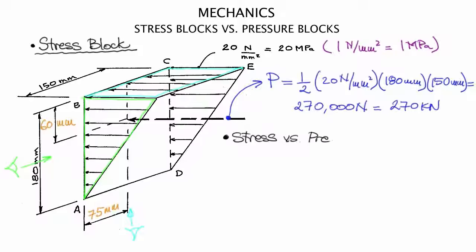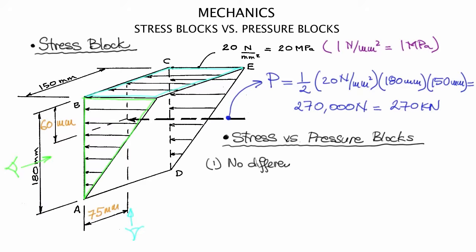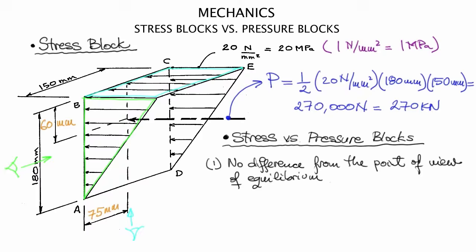Therefore, what is the difference between a stress versus a pressure block? Well, from a physics point of view, from an equilibrium point of view, really there's no difference. You will treat them in the same way. The way you calculate the equivalent concentrated force magnitude and location and direction is identical. But there is a difference, which is more of a physics difference, really.